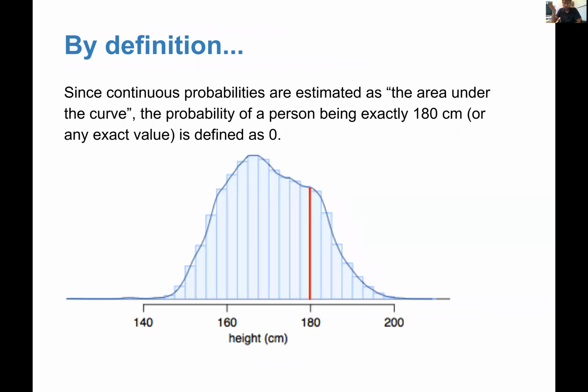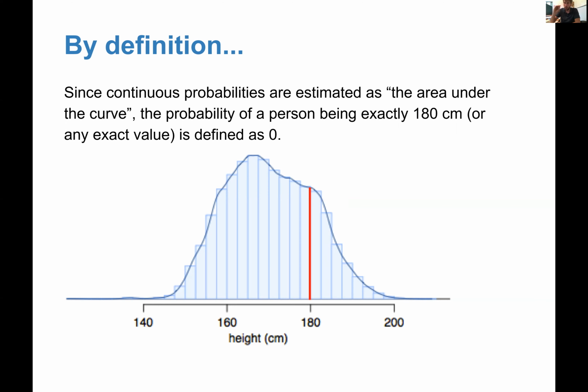So since continuous probabilities are estimated as the area under the curve, the probability of a person being exactly 180 centimeters is defined as 0, okay? Now, this might sound silly because lots of people would say that they're 180 centimeters, but we tried to make it a continuous variable, which means any single person is not going to be exactly 180.